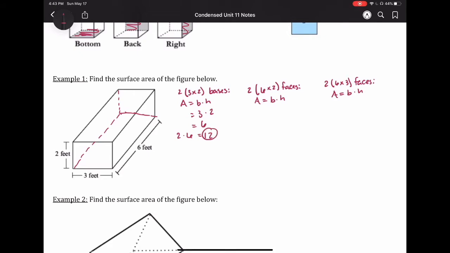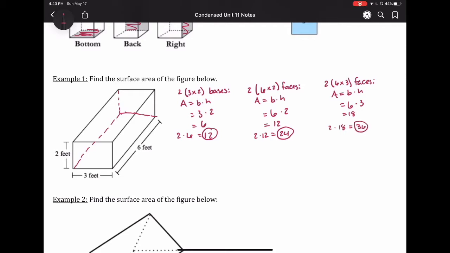Then for my 2 6x2 faces, I have a base of 6 and a height of 2. 6 times 2 is equal to 12. 2 times 12 is equal to 24. We'll come back to that number. And then I have 2 6x3 faces, where the base would be 6 and the height would be 3. 6 times 3 is equal to 18, and there's 2 of them. 2 times 18 is equal to 36.